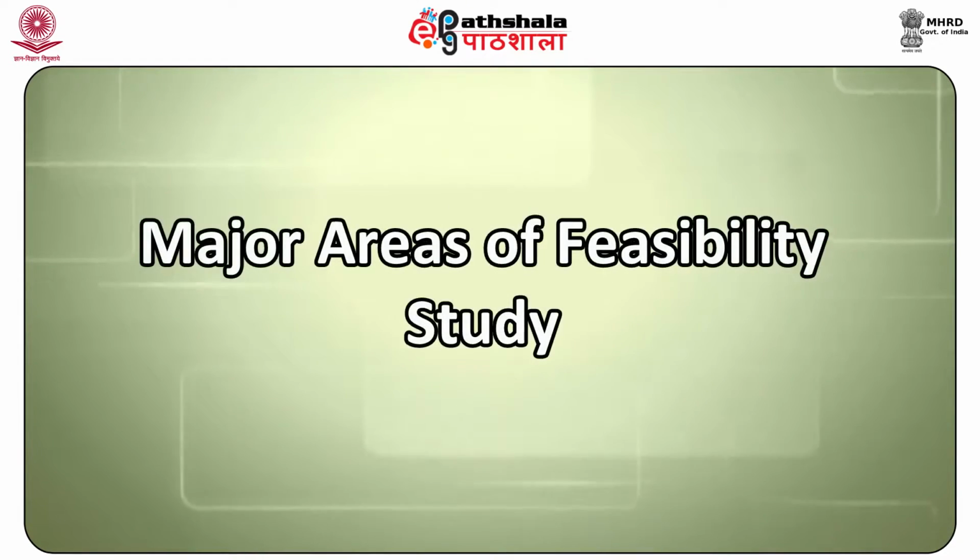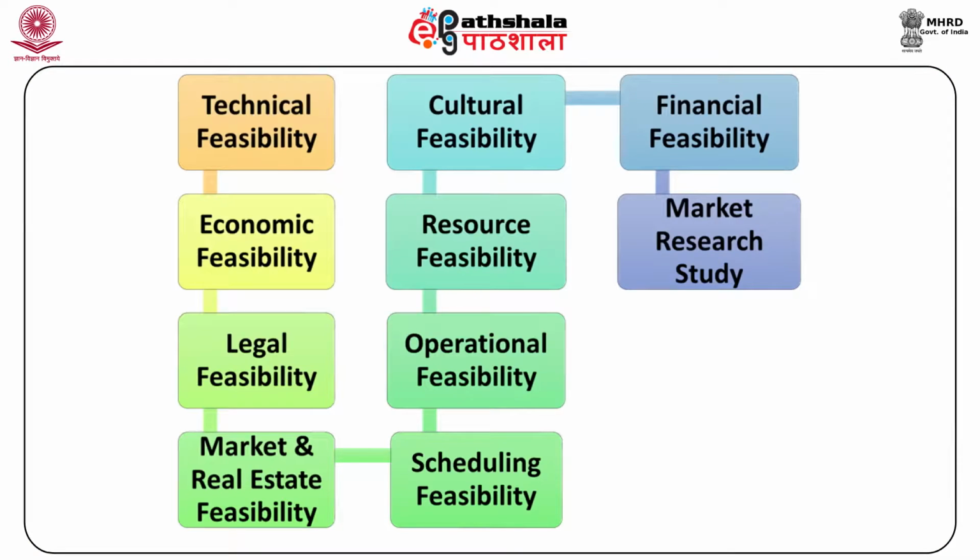Now, what are the major areas of feasibility study? The major areas of feasibility study are the following. 1. Technical feasibility. 2. Economic feasibility. 3. Legal feasibility. 4. Operational feasibility. 5. Scheduling feasibility. 6. Market and real estate feasibility. 7. Resource feasibility. 8. Cultural feasibility. 9. Financial feasibility. And lastly, market research study. Let's look at each one of them.